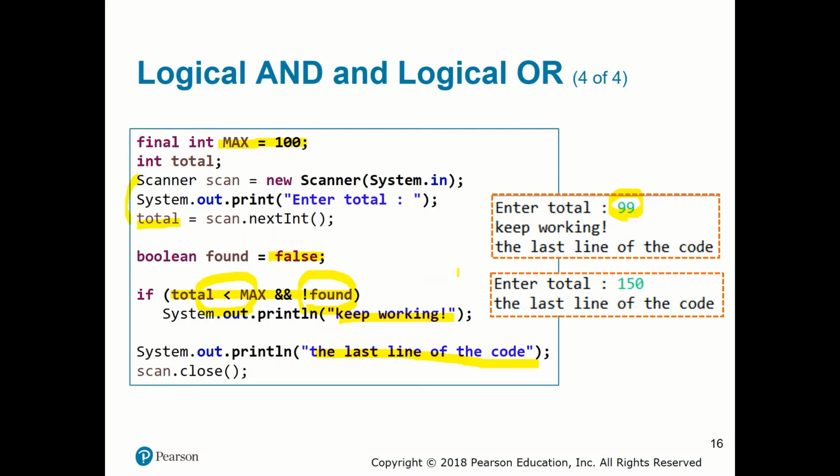If I put 150 as the total value, then this time total is not less than max. This means that this part is false. If total is 150, this is false. And the AND operator means that both sides should be true. So regardless of this part, this is false. Okay? So "keep working" cannot be printed out, but the last line of the code will be printed out because this line is not related to the if.